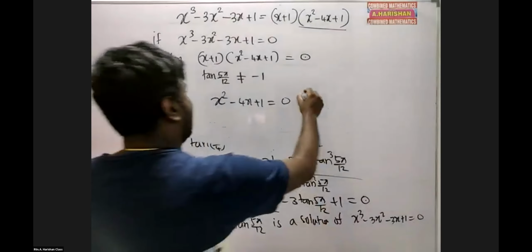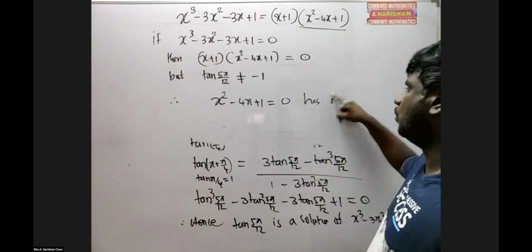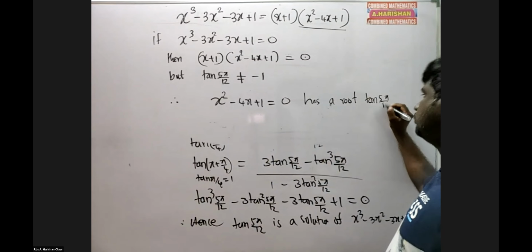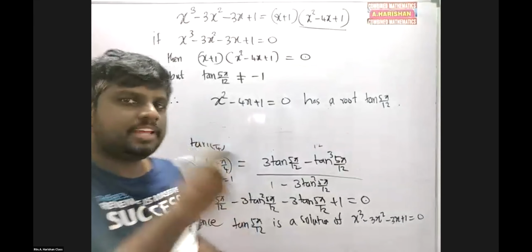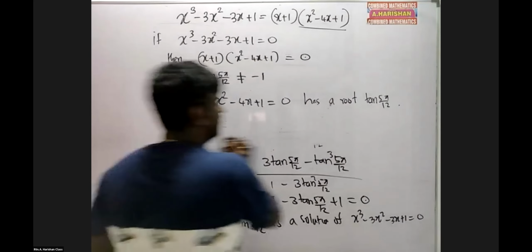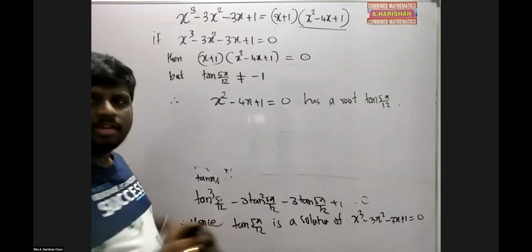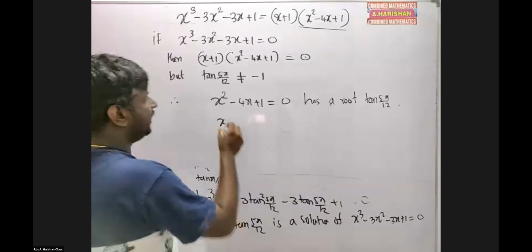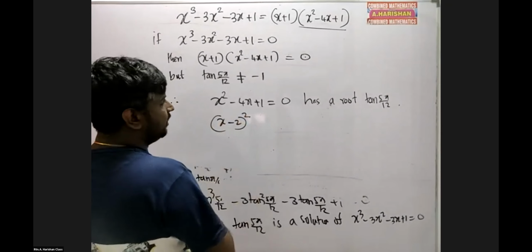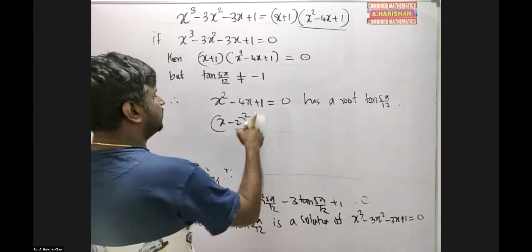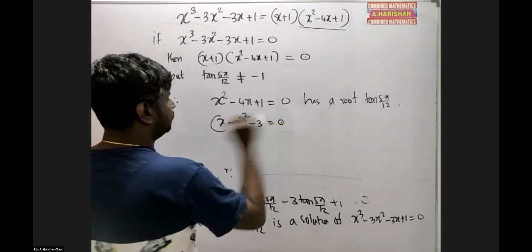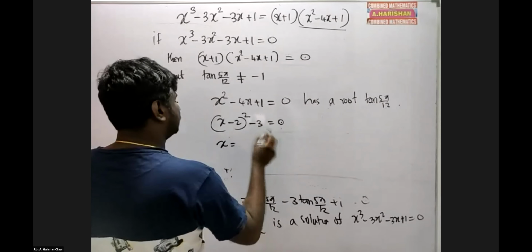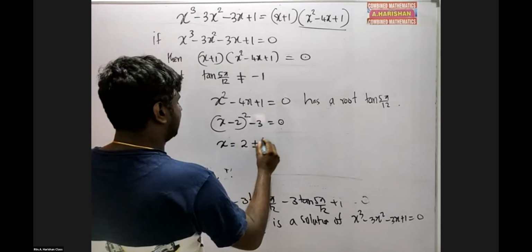has root tan 5 pi by 12. So you have to explain like that, or sometimes in any other way. So now I'm going to solve this. I can easily use the formula, or I can make completing squares easy for me: (x minus 2) whole squared minus 4, then minus 4 plus 1, this is minus 3. So x is going to be 2 plus or minus root 3.